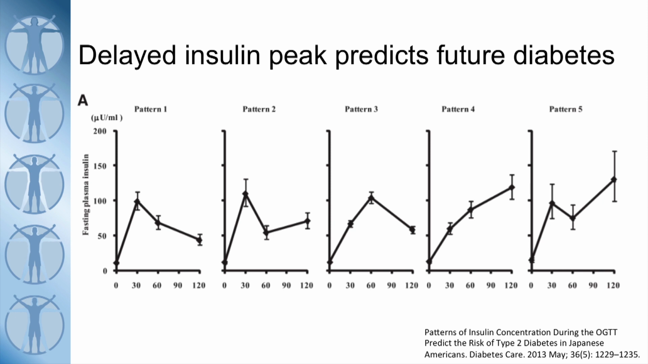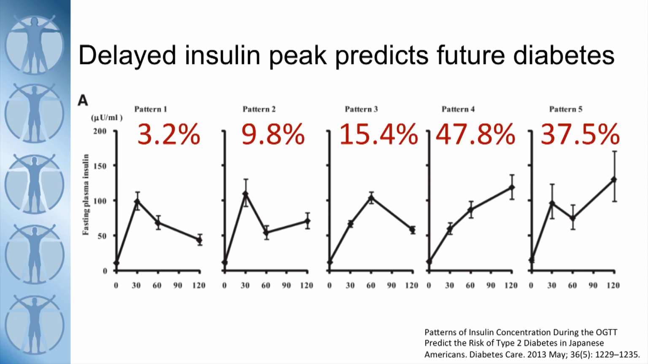So in this first group, you can see your chance of becoming diabetic over 10 years, not so bad. What happens if you're a pattern 4? Almost a 1 in 2 chance of developing diabetes. Understanding your insulin profile is essential to understanding your health.